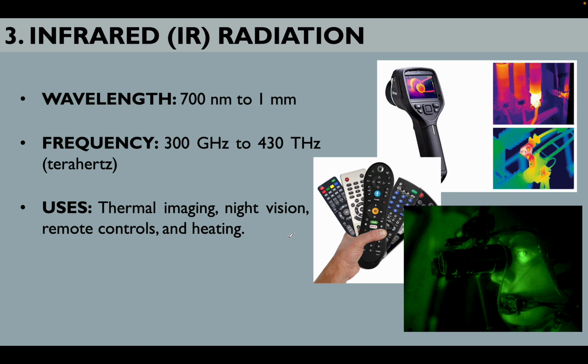Now let's proceed to the third one. The third one is what we call the infrared or the IR radiation. So infrared, the wavelength is from 700 nanometers to 1 millimeter. Its frequency is from 300 gigahertz to 430 terahertz. And the commonly known uses of infrared radiation are thermal imaging. We have the night vision, and also we have the remote controls and heating. So those are some of the uses of infrared radiation. So it is emitted by warm objects, making it useful for detecting heat signatures. So it is also used in various remote sensing and also communication technologies. So that is infrared radiation.